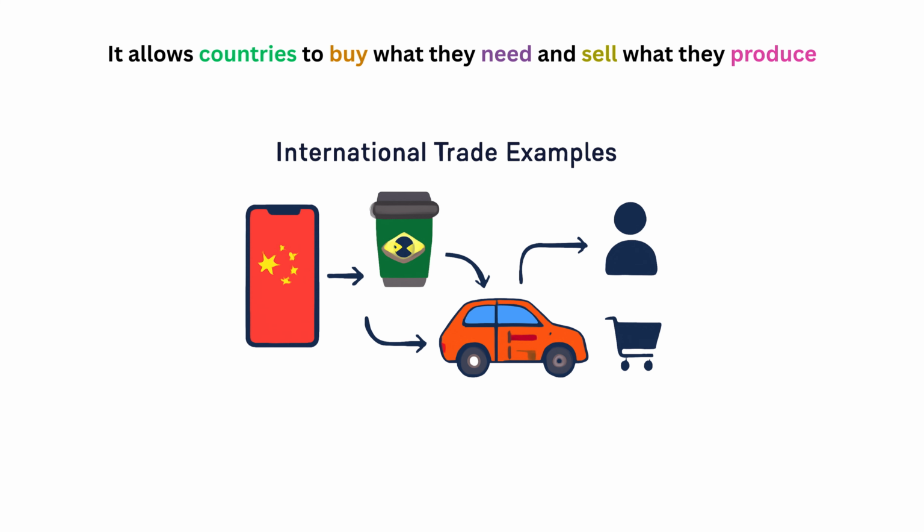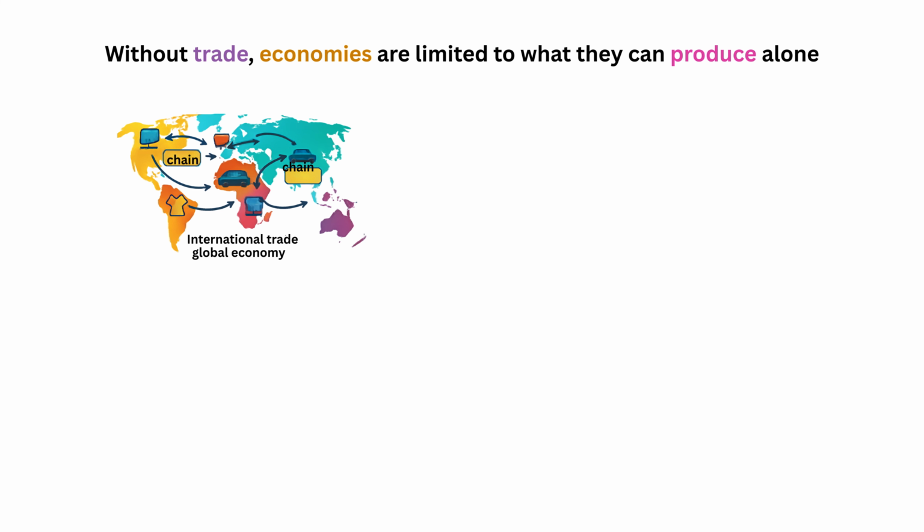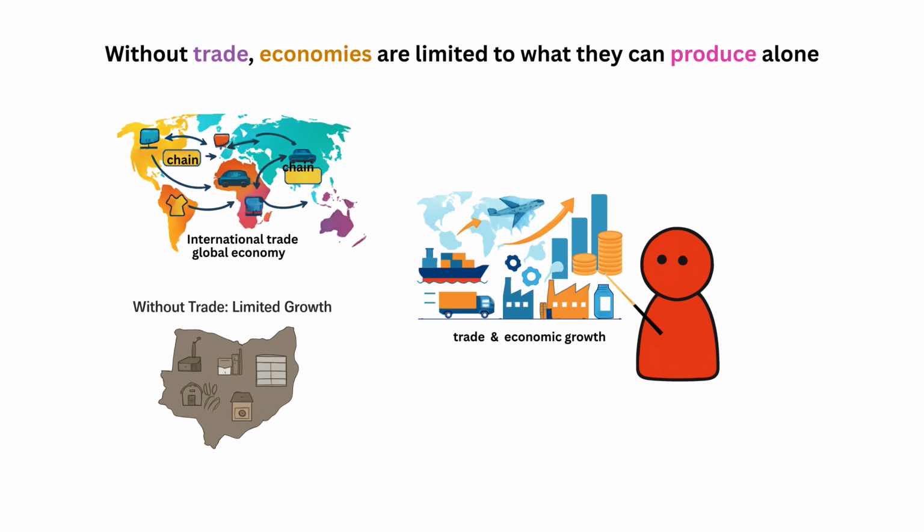International trade is a fundamental part of the global economy, as it allows countries to access products they cannot produce themselves, or that would be more expensive to produce domestically. Trade helps promote economic growth by increasing the availability of goods and services, improving efficiency, and encouraging specialization. Without trade, economies would be limited to what they can produce within their borders.